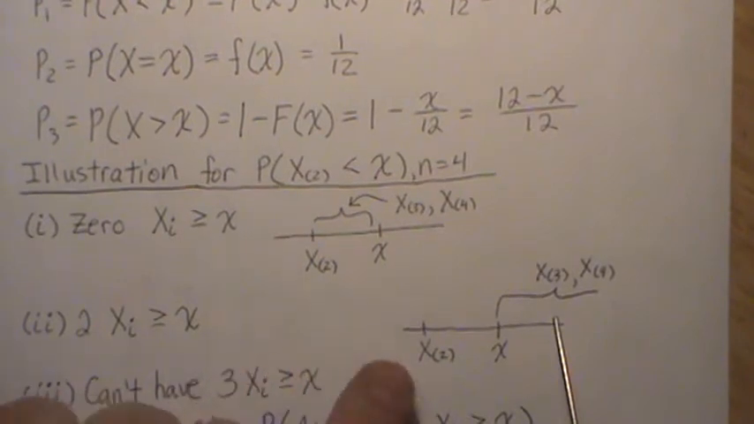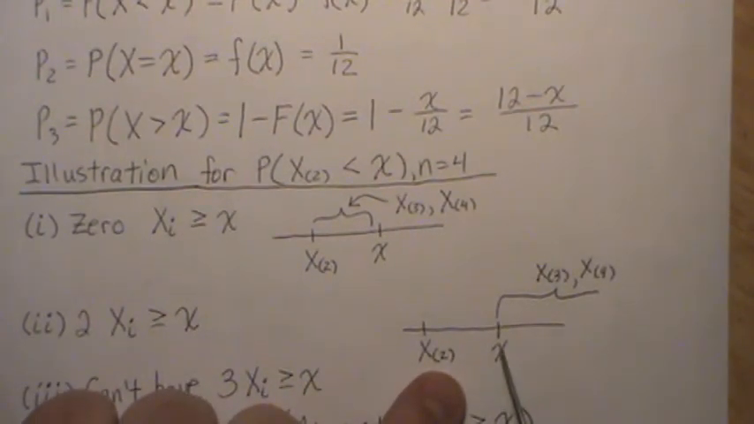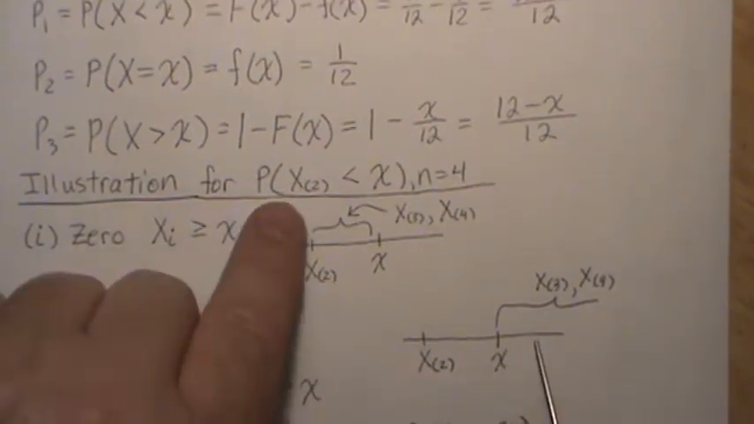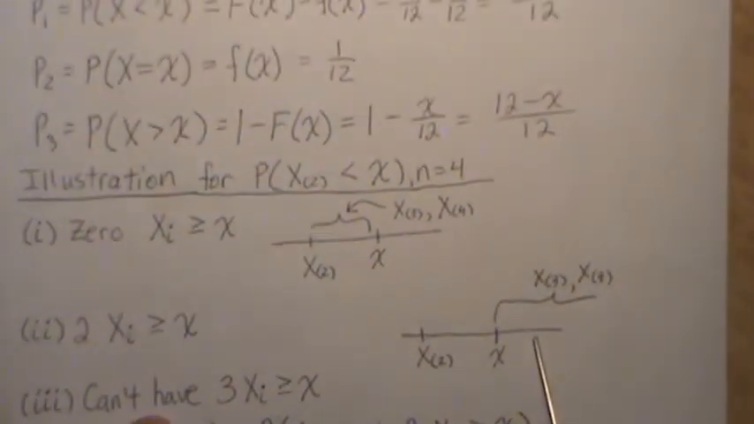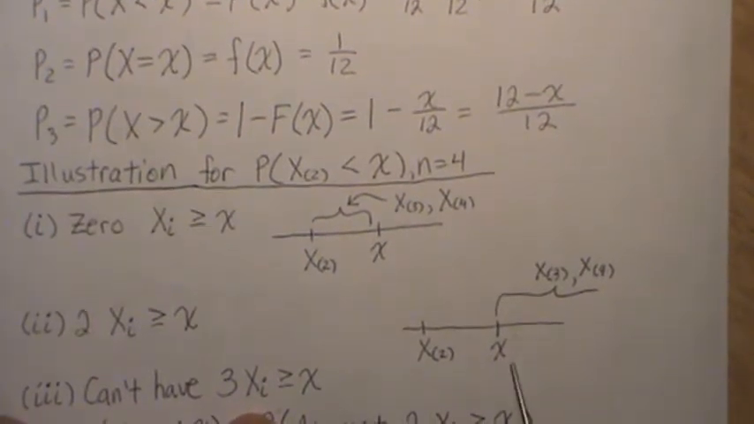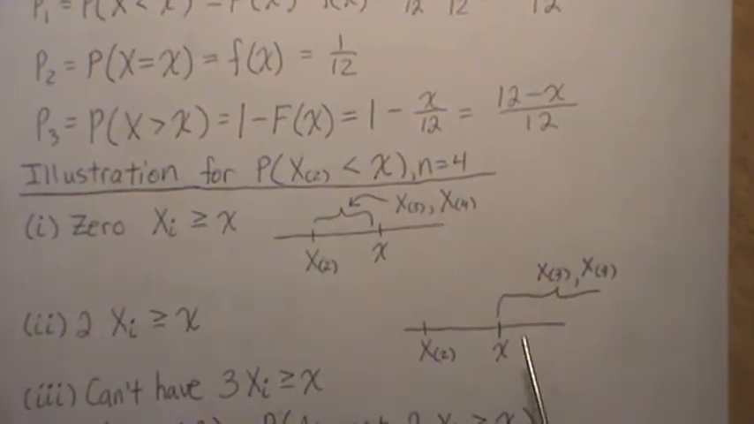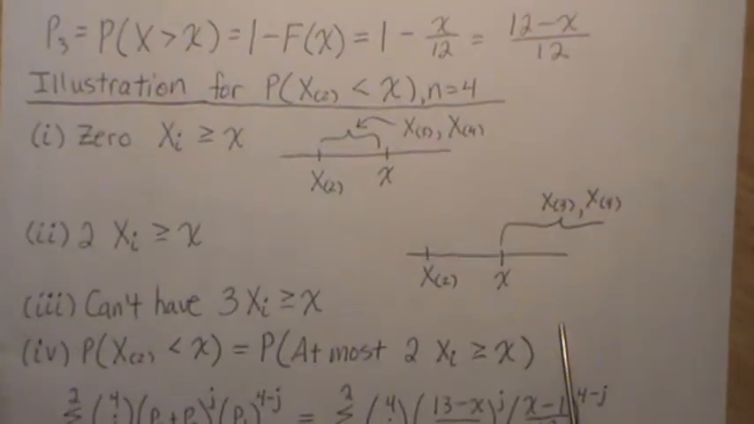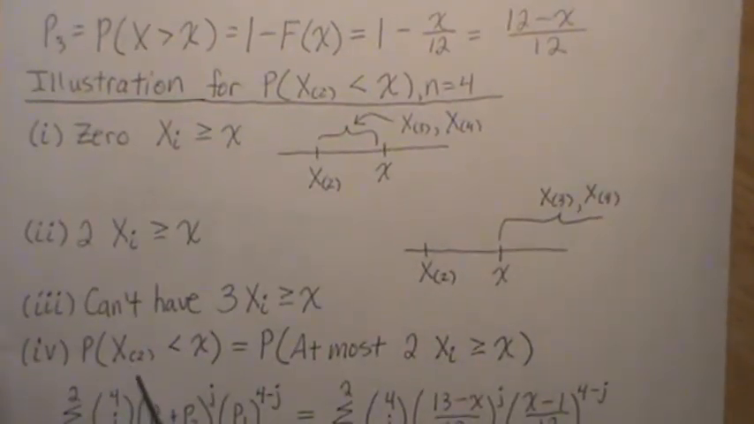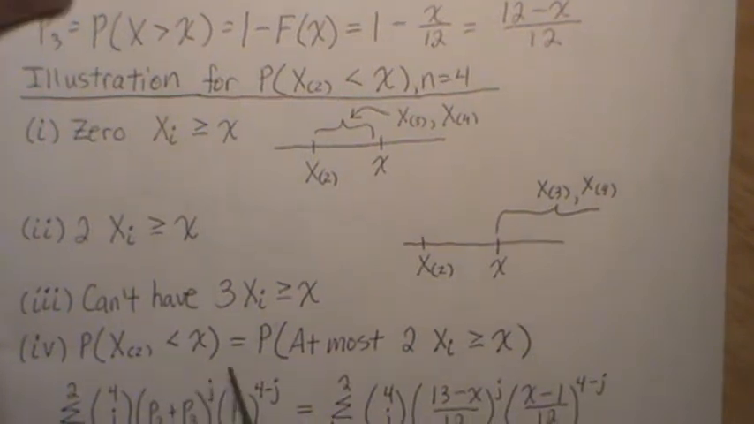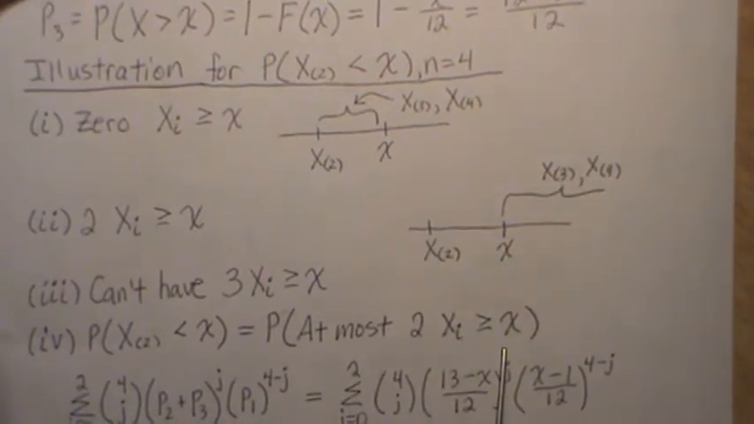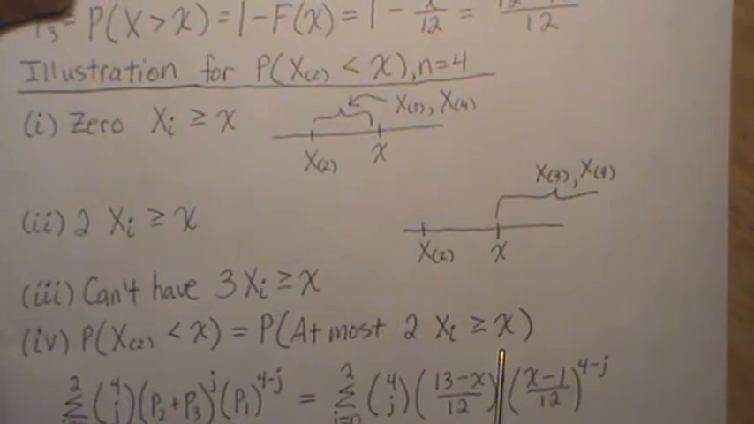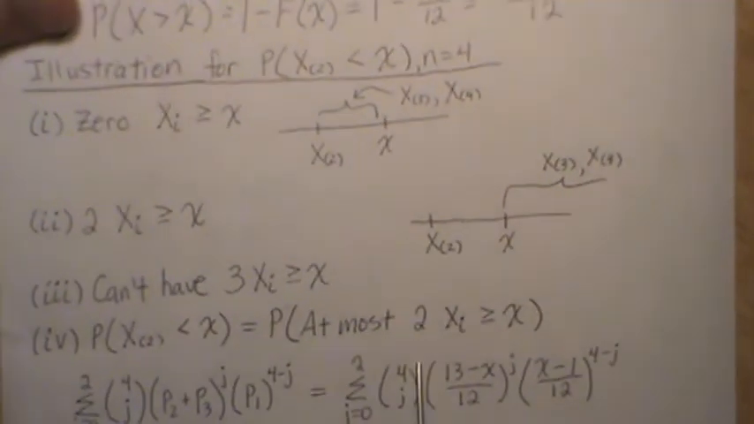That means there's 1 down below. So x2 has to be x or more. But we're looking at x2 strictly less than x. So we can't have 3 xi greater than x when we're calculating this probability. So with that knowledge, the probability that our second smallest observation is less than x is the probability that we have at most 2 xi greater than or equal to x. Could be 0, could be 1, or could be 2.